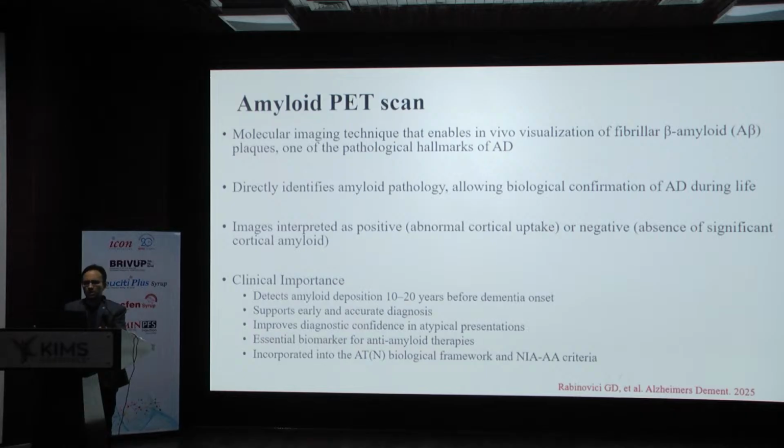And overall, the clinical importance, as I mentioned, is that it will detect amyloid in the brain at least 10 to 20 years before the dementia onset. It will support an early and accurate diagnosis. It improves our diagnostic confidence in atypical presentations, as I showed in my previous presentation. And it's an essential biomarker nowadays for anti-amyloid therapies. Because the drugs have come, we need a biomarker confirmation for giving these drugs. And it has also been incorporated in the latest ATN criteria for Alzheimer's disease.